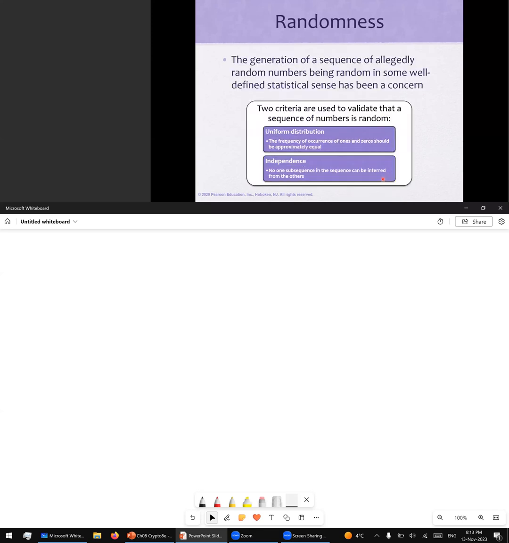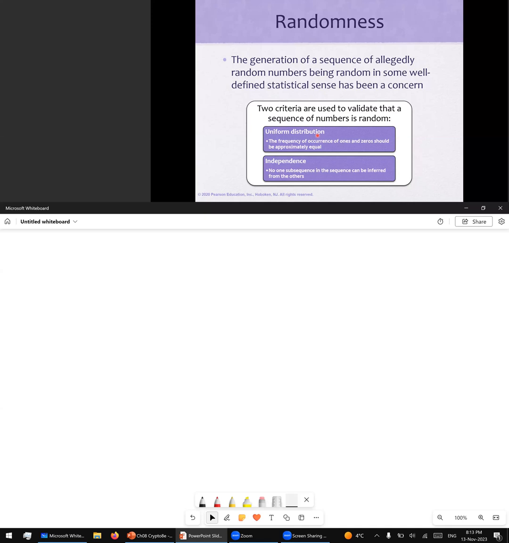So when it comes to randomness, what we mean is that the sequence is supposed to have a uniform distribution, and it has to have independence. Now, what we mean by uniform distribution is that if you take a long enough sequence of randomly generated bits, and here because we're mostly dealing with binary numbers, we're going to talk about bits.